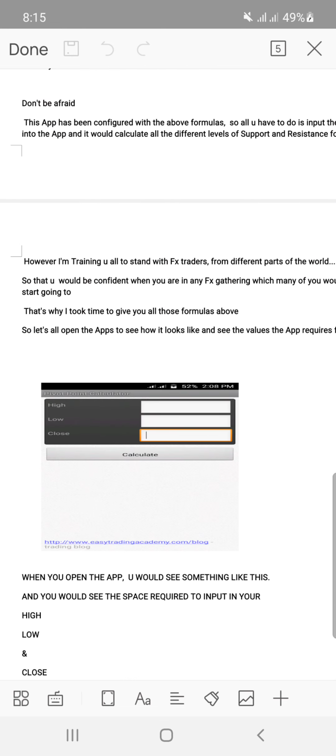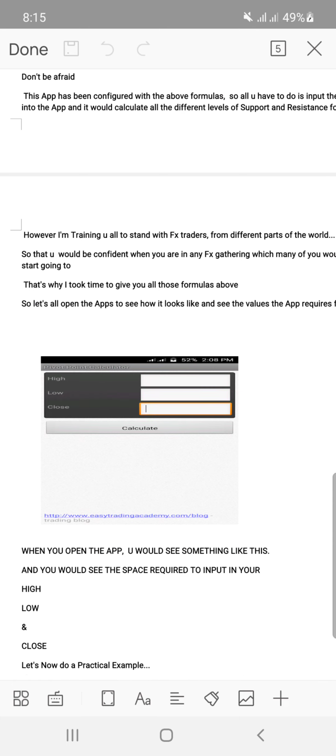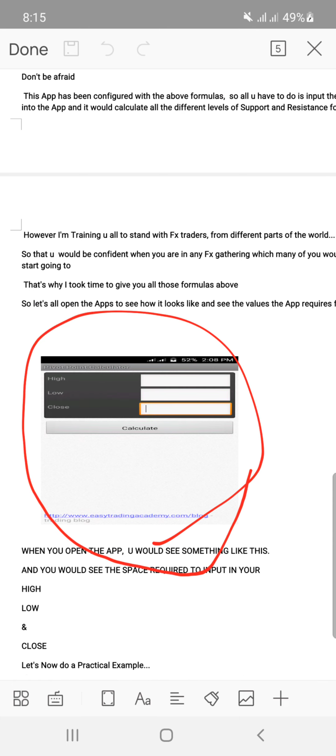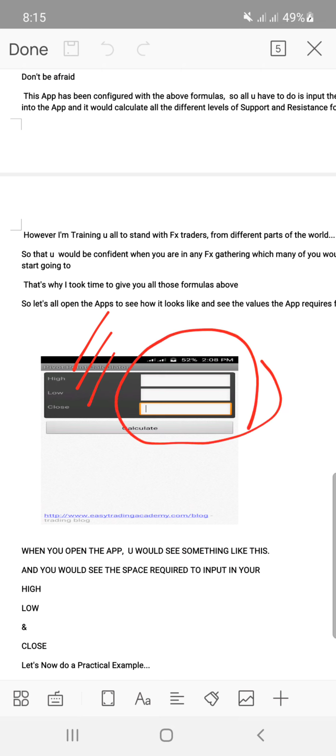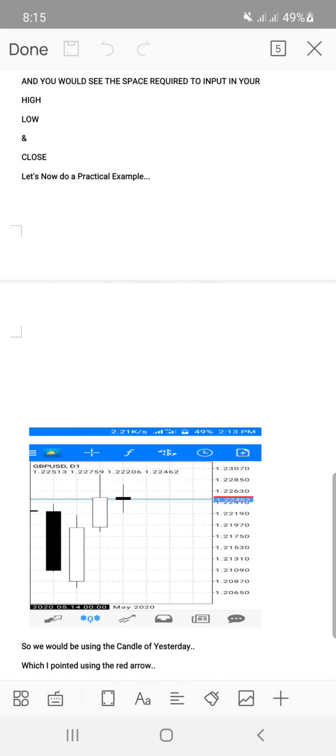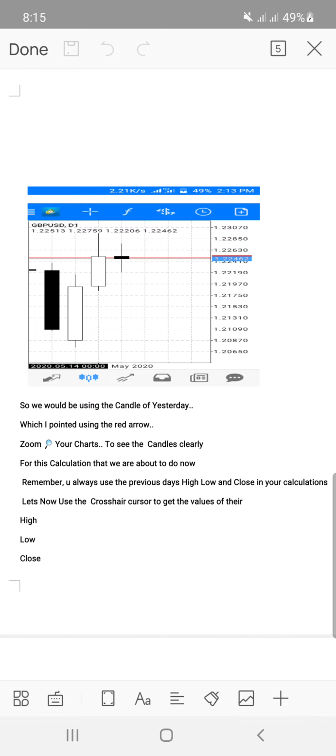So this is the app. Once you see this particular app, you download this one. This is how the user interface for the pivot point calculator I'm going to be using looks like. You understand? So now remember, what we need is just the high, the low, and the close. We insert the values inside here and click on calculate. Then it calculates for us the points we need, right? So now let me make use of this example.